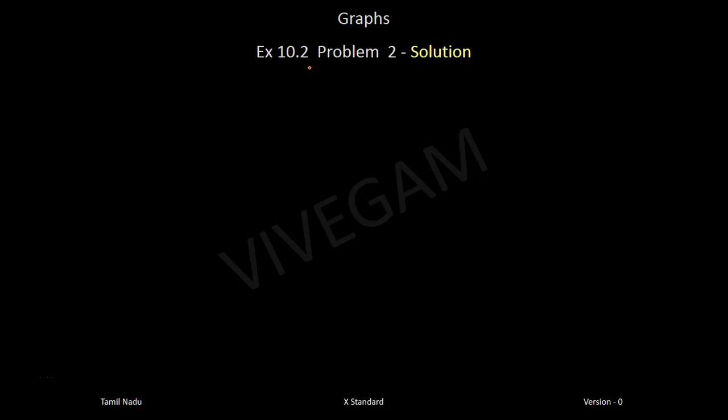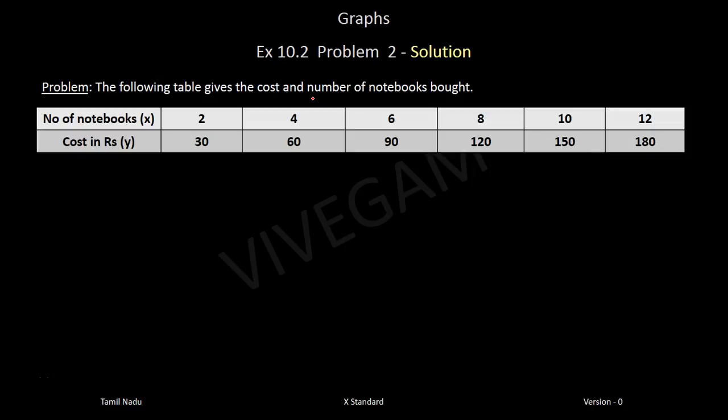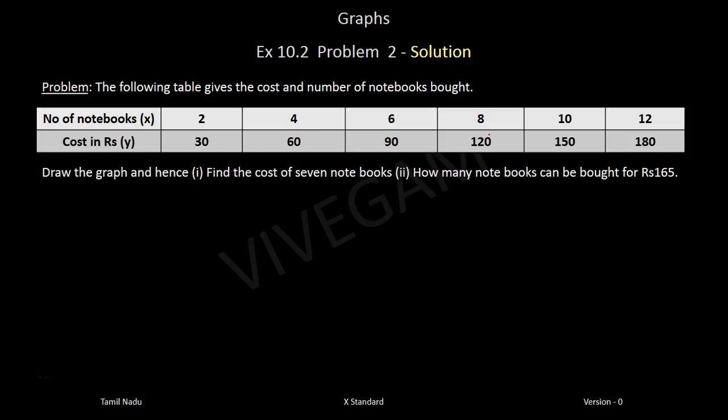Exercise 10.2 Problem 2 Solution. The following table gives the cost and the number of notebooks bought. So here the number of notebooks 2, 4 is given in this row, 2, 4, 6, etc. And the cost paid for 2 is 30 rupees, for 4 is 60 rupees, for 6 is 90 rupees, and so on. We are asked to draw the graph and hence find the cost of 7 notebooks. And how many notebooks can be bought for rupees 165.